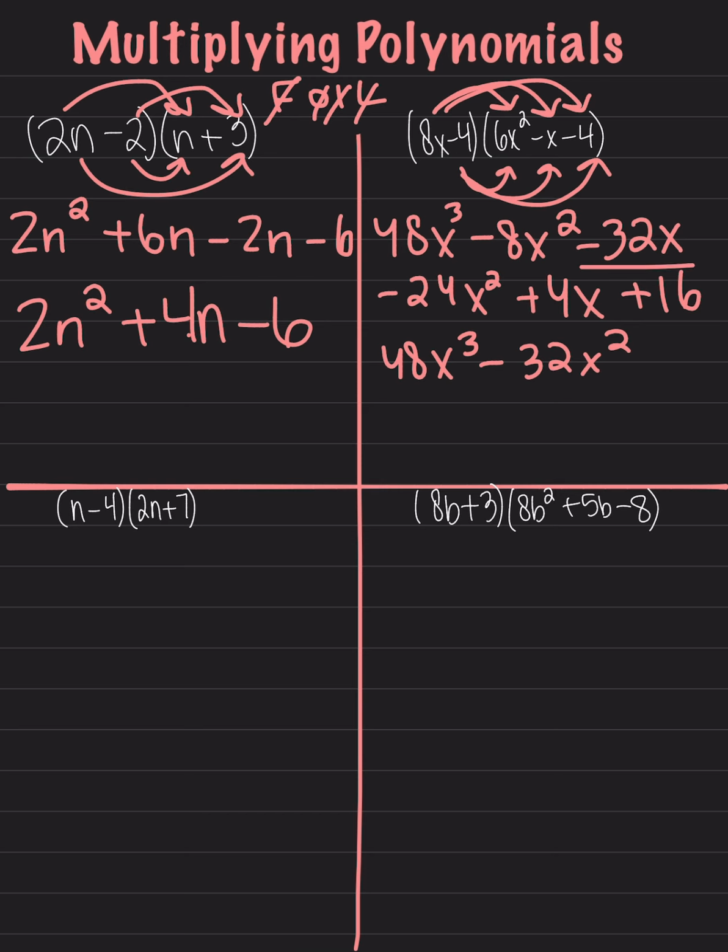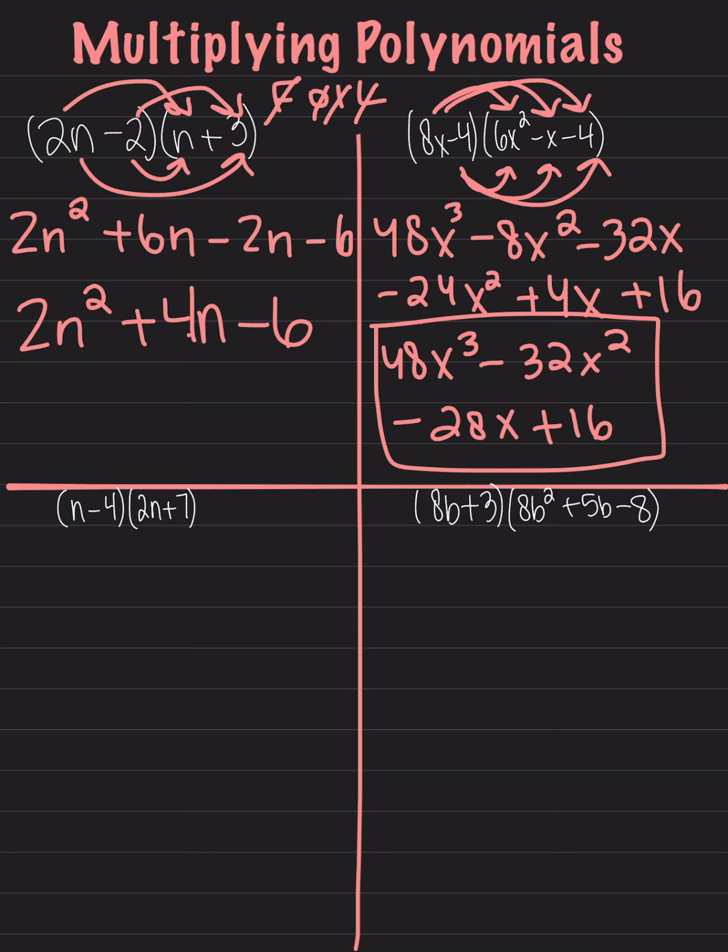I can then simplify my x terms over here. Negative 32 plus 4 gives me negative 28, so I have negative 28x. And lastly, my plus 16 can't be simplified any further, so this is my final answer.